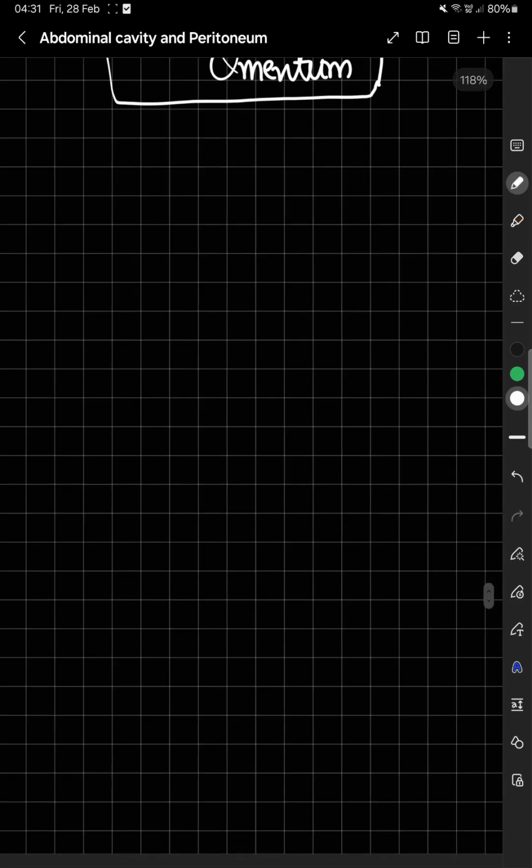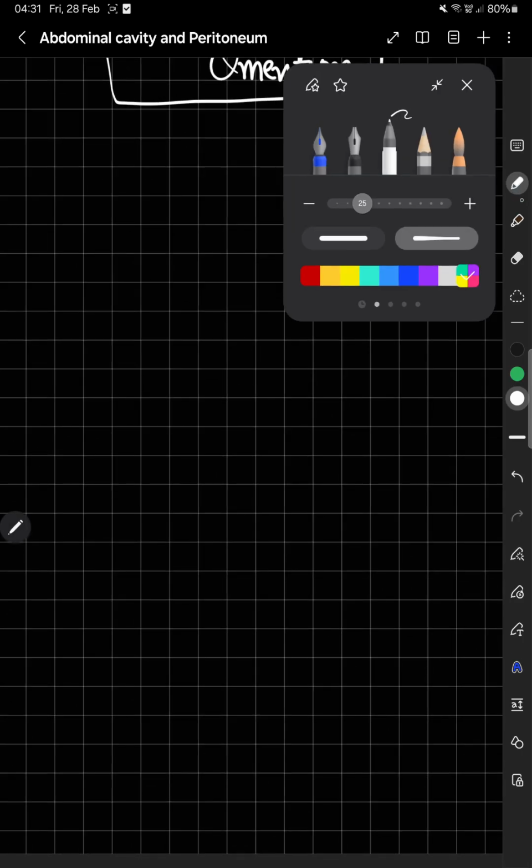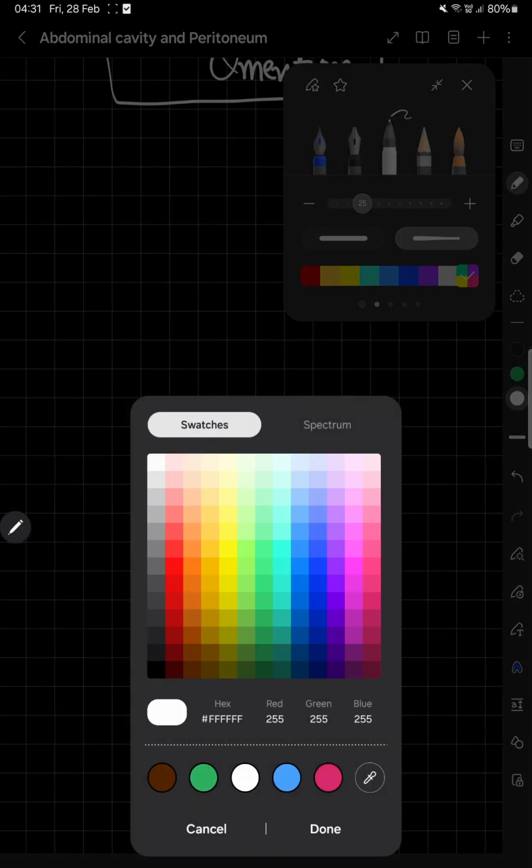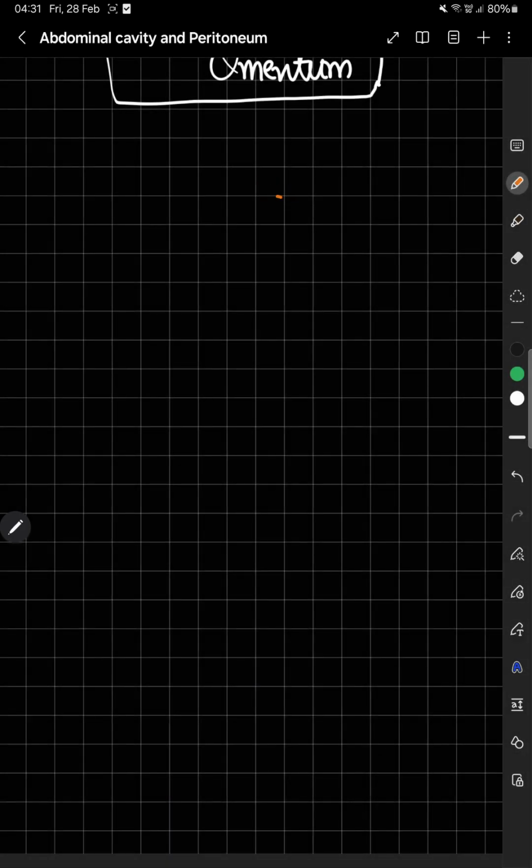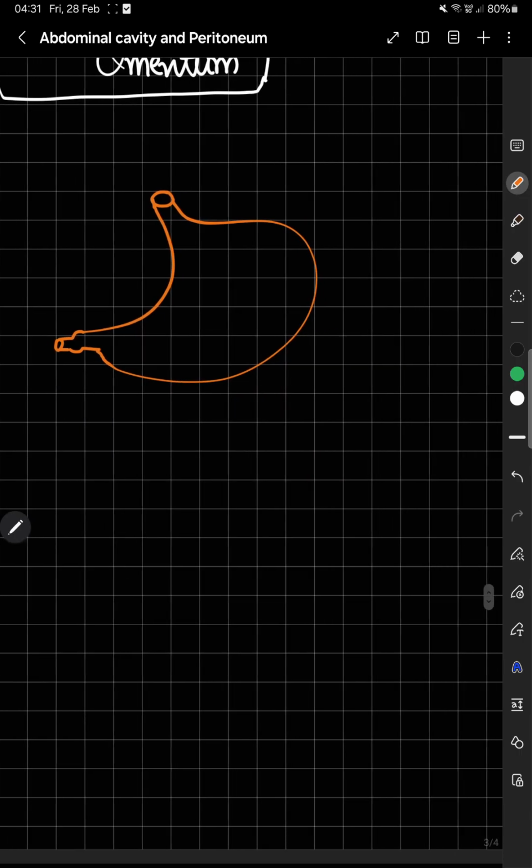Okay, so we'll start off with a diagram which would make things much easier. So we'll draw the stomach. I think we can go for a light pinkish orangish color for it. Beautiful stomach. I think the lesser curvature of the stomach should be a little more curvy. This is the greater curvature of the stomach. And so this whole area is stomach.